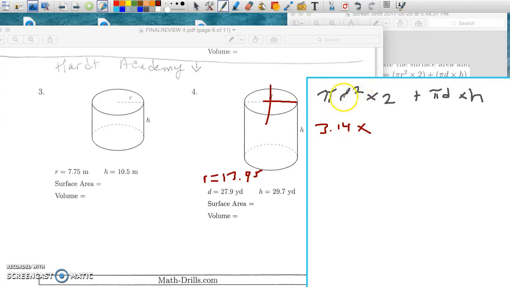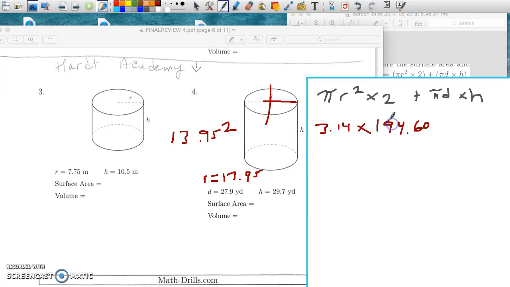Pi, radius squared. Oh, this is the radius, but it's not squared. So what do I need to do? I need to take that 13.95 and square it. So that's 13.95 times 13.95, not 13.95 times 2. Okay, so 13.95 times 13.95, and that gives me 194.60 and some other numbers, but I'm just going to cut it off right there.